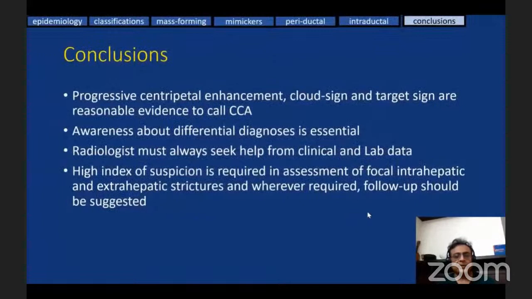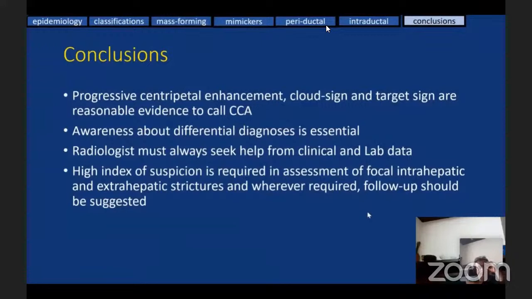Coming to the conclusions, we must be aware of the signature appearance of cholangiocarcinoma. The awareness about the differential diagnosis is essential, as I mentioned, the mucinous metastasis from colorectal carcinoma. We should always seek help from the clinical and lab data. And the radiologist, this is very important, should have a high index of suspicion for cholangiocarcinoma when you are assessing focal strictures, intrahepatic or extrahepatic biliary strictures. Don't leave the patient alone, follow up those cases.